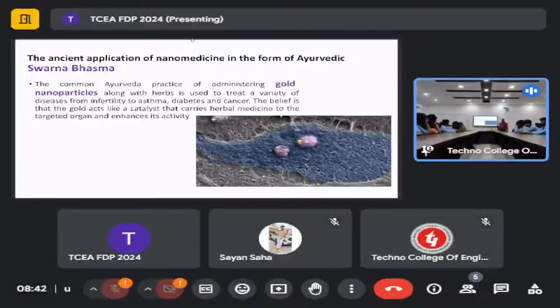Okay, our ancient Ayurveda used Swarnabhasma, right? Swarnabhasma is nothing but gold nanoparticles, fine gold nanoparticles.